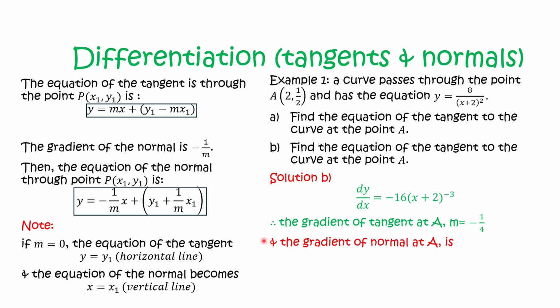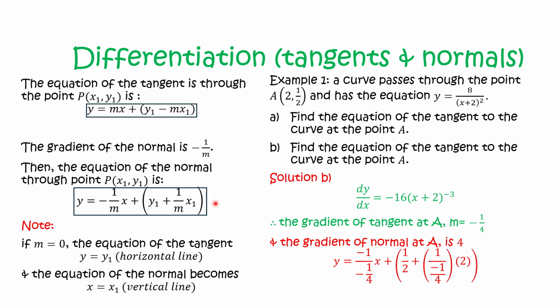Part A is answered. Now we move on to answer part B, but we're going to make use of the information that we obtained from part A. We obtained the gradient of the tangent m to be equal to minus 1 over 4. This would imply that the gradient of the normal at A is equal to 4, from the relationship that we have, and the gradient of the normal at A is going to be 4, fair and fine.